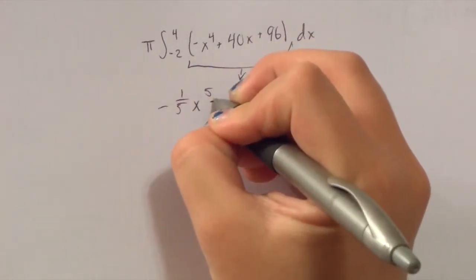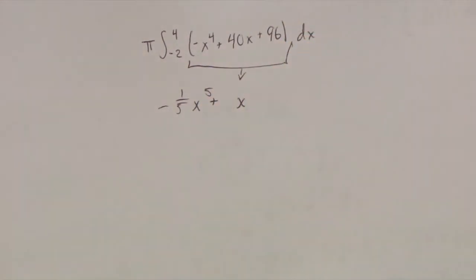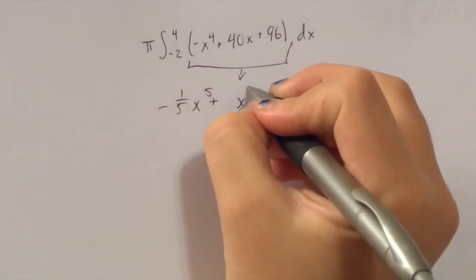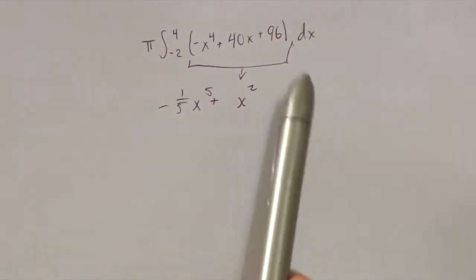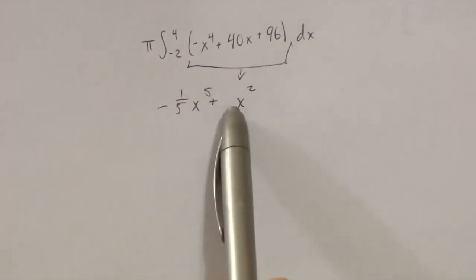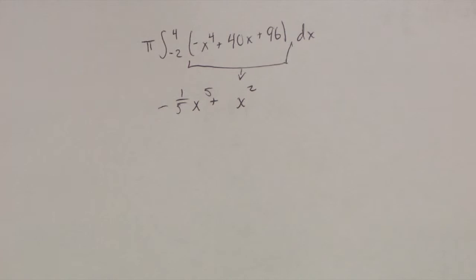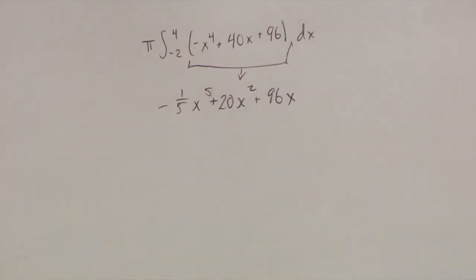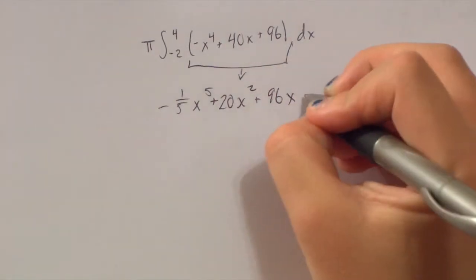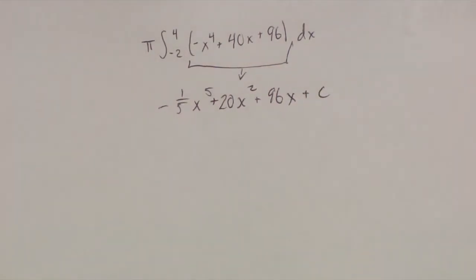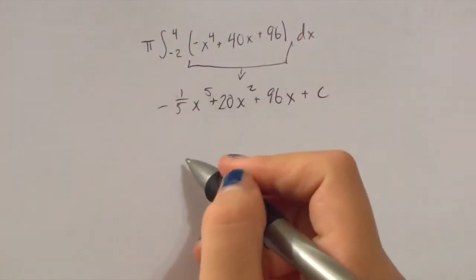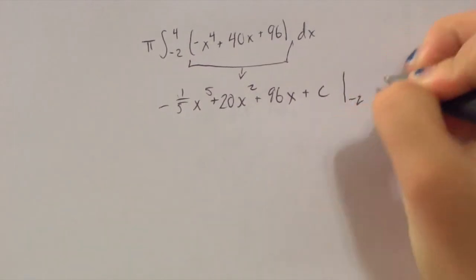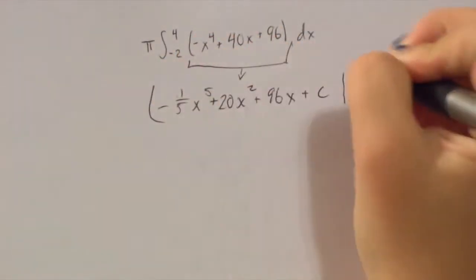Next, we take the 40x and we bring it down, so x, and then we multiply it by another x, which will make it x squared. In order for it to go back to 40 once we multiply the 2 up front, we have to make it 20x squared. Next, we just multiply x to the 96. Lastly, we have to add a constant, which we do not need to solve for. After we have the whole antiderivative, we will need to evaluate it from negative 2 to 4. Then multiply that all by pi.